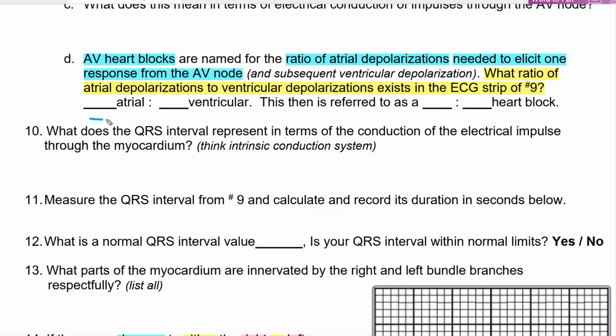And so how many atrial do you have? How many ventricular do you have? And then that's the kind of heart block that those numbers will indicate. And I'll go to a slide and give you a little more information.